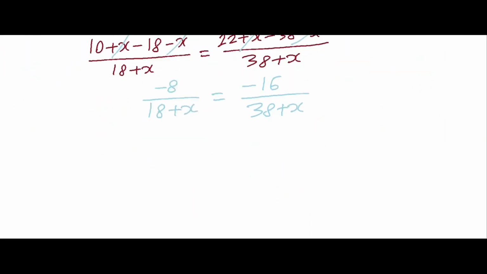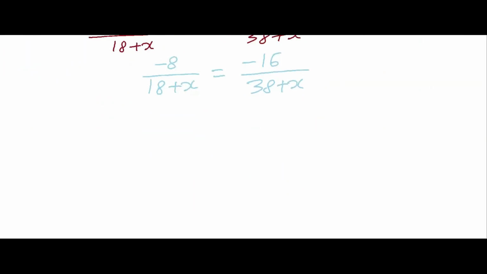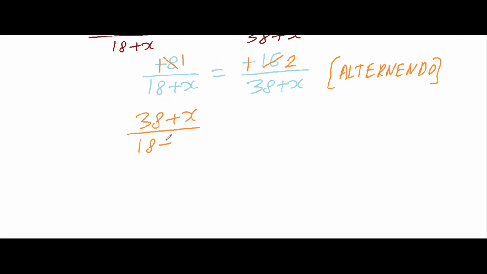Now next I need to solve this. How can I solve this? There are many ways. You can cross multiply and then solve it, but I will simplify it. First of all, this minus and minus I am going to cancel. Then 8 1s are 8 and 8 2s are 16. Then next I am going to do alternando. How? I am going to shift 38 plus x there, and 18 plus x I will keep as it is. This 2 by 1, this 1 will come here.